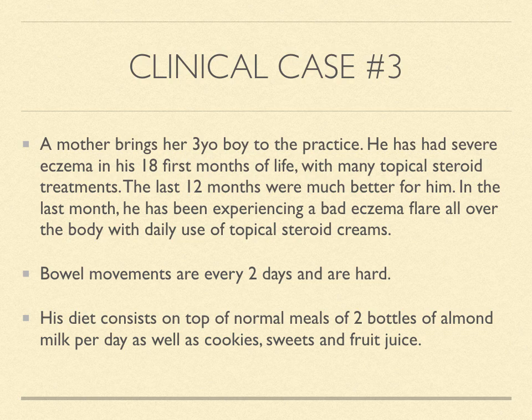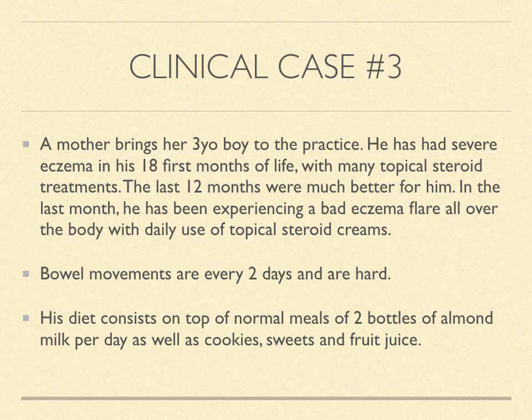Although he had normal meals, he was pretty picky, so not a lot of vegetables. He had 2 bottles of almond milk per day because he still took a bottle for his naps. At least it wasn't real milk. That can really create eczema. But he was having a lot of cookies, sweets, fruit juice, so a lot of sugar. So that's not great because sugar releases a lot of insulin in the body, and insulin is inflammatory.